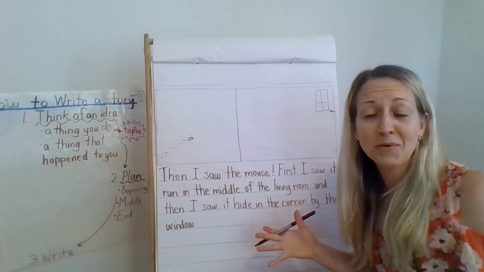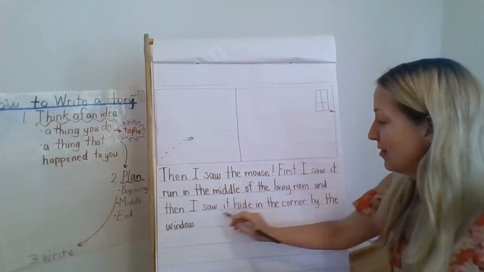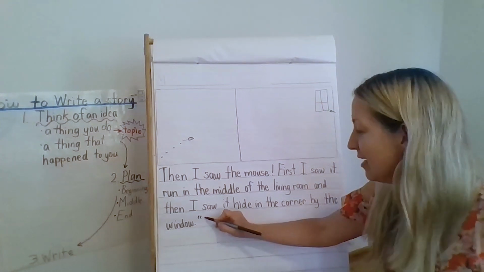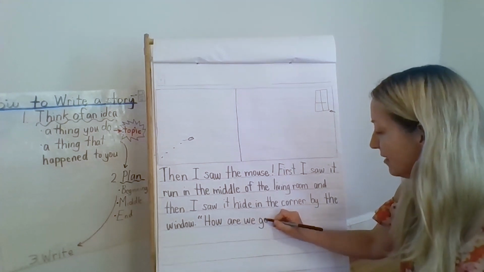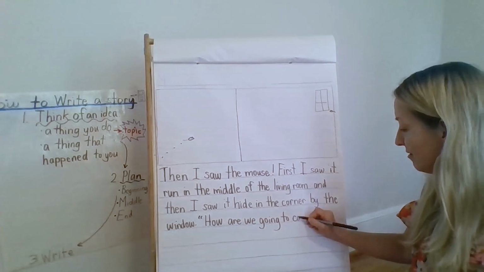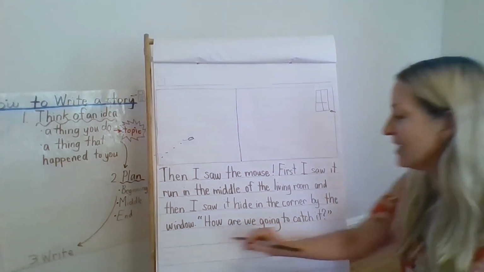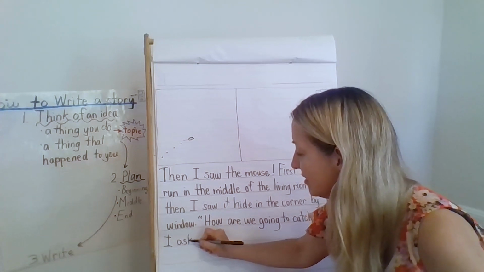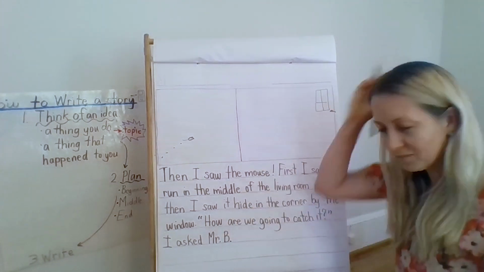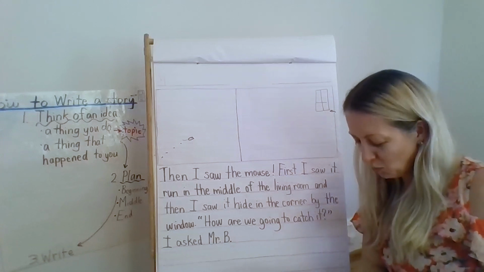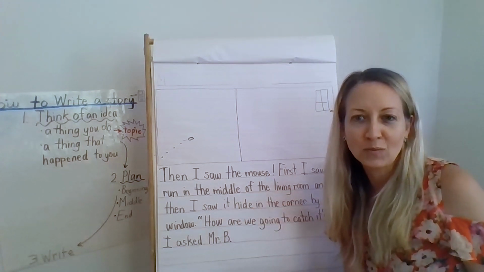"How are we going to catch it and put it outside?" We were thinking, right? And I think I might have asked that because I was the most nervous about having a mouse. So there's my quotation marks again. And I'm asking Mr. B, "How are we going to catch it?" I asked. We had a problem. "How are we going to catch it?" Question mark. I asked a question, right? I asked Mr. B. Mr. B is a name, capital letter, Mr. B. Well, he had a plan. He said that we could get some boxes and we could try and capture it into one of those boxes.